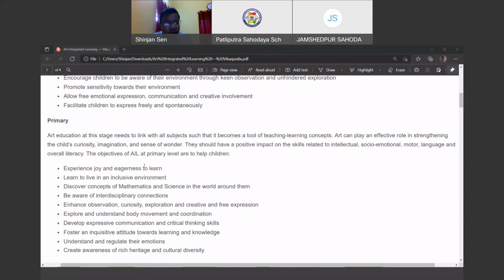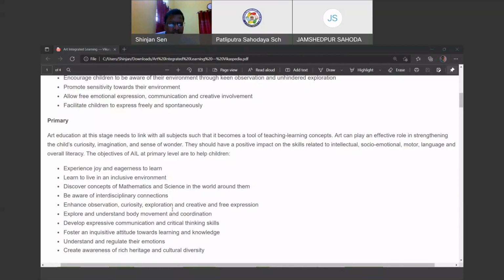That will enhance their observation, curiosity, exploration, and creativity and free expression. They will start to explore. The curiosity will develop. I'm giving much more value to this word curiosity. This word curiosity is very important for children, because if they have that curiosity, the rest of the things automatically come one after another. Exploration comes, creativity comes, free expression comes. But first, that development of curiosity has to take place. And who will help? The teachers, obviously.